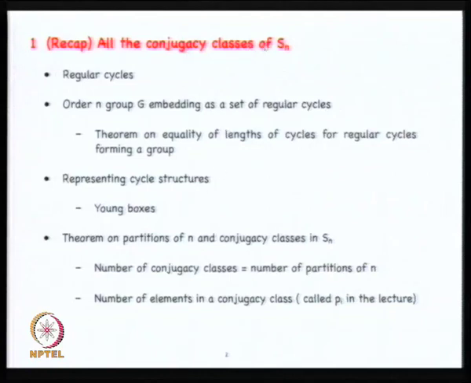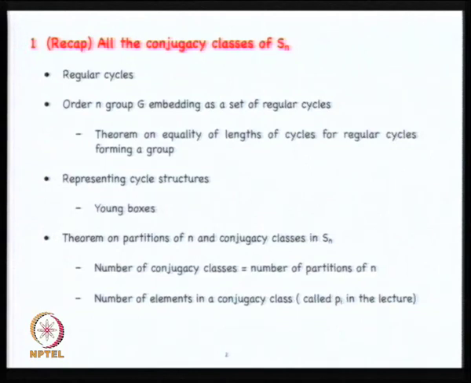So, this title is carried over from the previous, all the conjugacy classes of Sn, but it is just recapitulating some of that. We had done regular cycles, and an order n group can be embedded through regular cycles, and representing cycle structures through Young boxes, that is what we will do today. And we had a theorem on partitions of the number n. We had seen that the number of conjugacy classes in Sn is equal to the number of possible partitions of the number n, because it amounts to just saying how many cycle structures you can create.